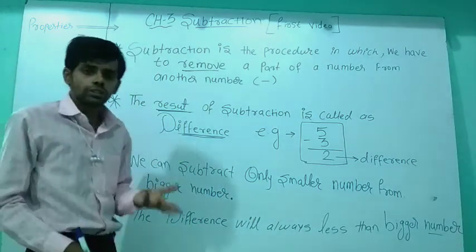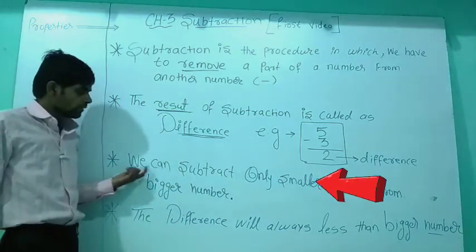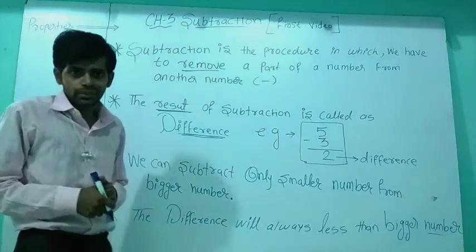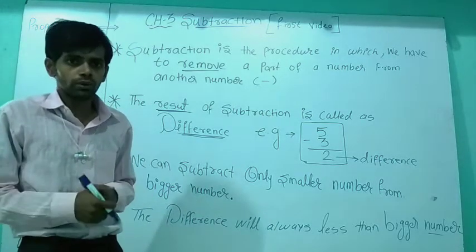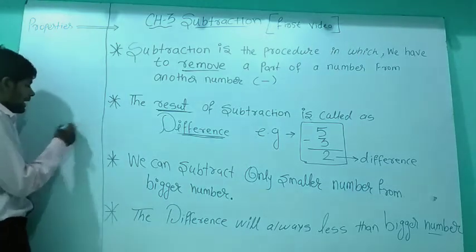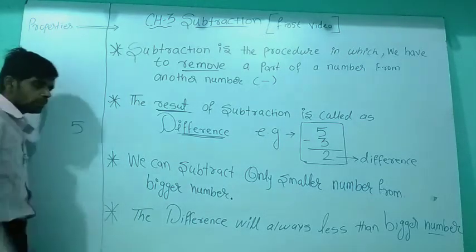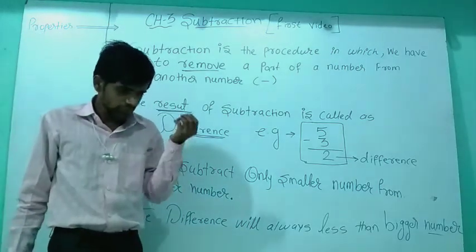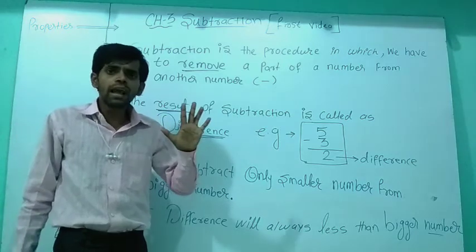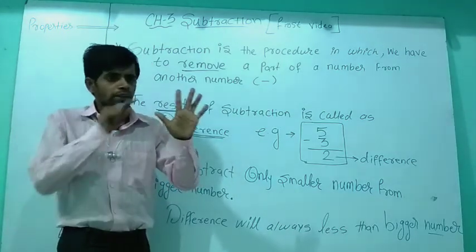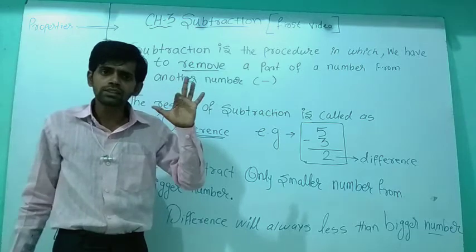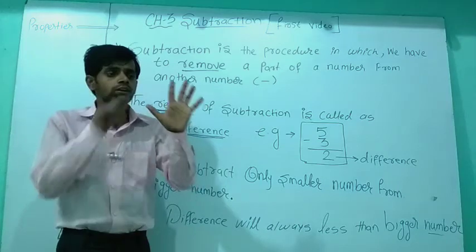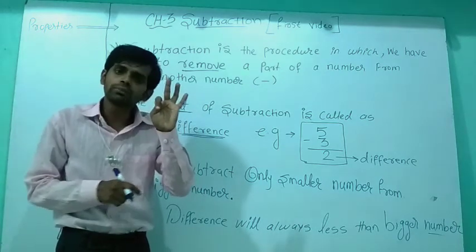Now we will understand the third property. The third property is we can subtract only a smaller number from a bigger number. Let's understand. I have a number 5. Now we have to remove 1. So can we remove one finger from 5 fingers? Yes, it is possible. We can remove 1 finger or 2 fingers from the 5 fingers.